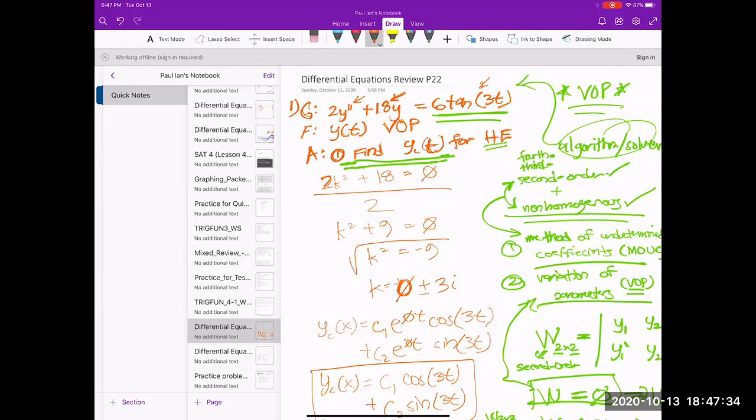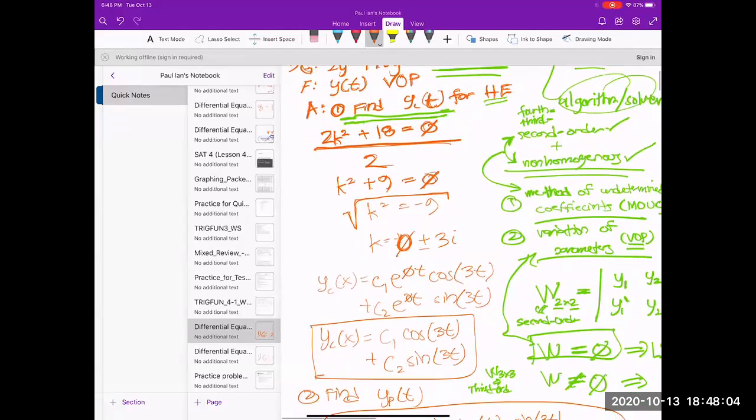Okay, so you have this 2k squared plus 18 equals 0. And then I would isolate the k squared, so divide by 2. And so you get this polynomial k squared plus 9 equals 0. And that's it. You just take the square root. Sometimes when you're tired, you wonder, is it really imaginary? You have to be careful.